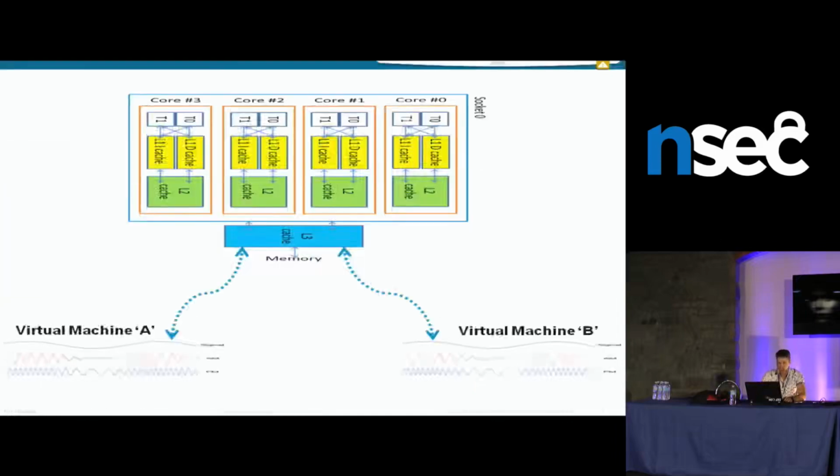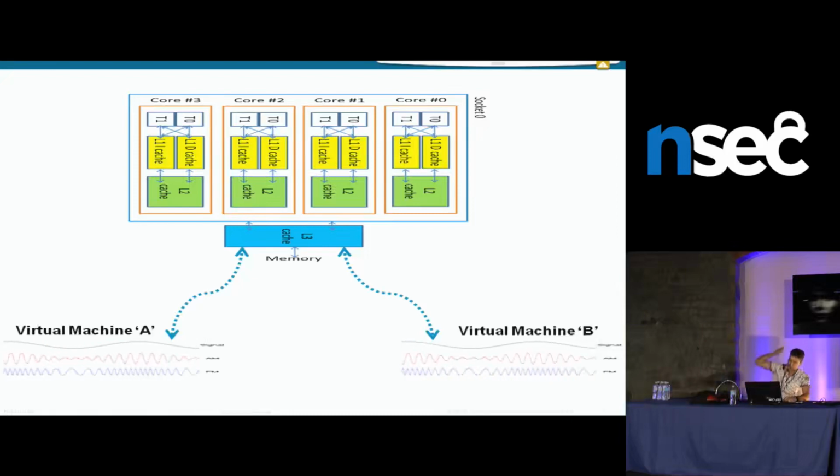In a nutshell, I'm about to show you how to set up a cache timing covert channel so that two virtual machines co-located on the same physical box can talk together. Basically, they can modulate a signal through the last level cache, the L3 cache, using a technique of flush and reload.